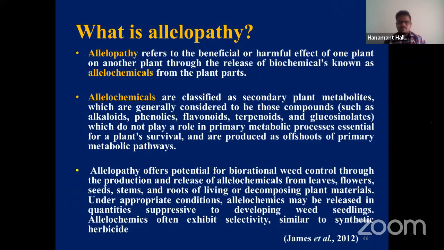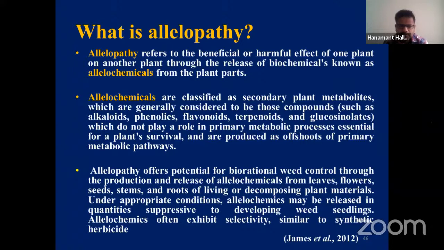Such chemicals are released from different parts of the plant, such as leaves, stems, seeds, roots, and crop residues. Even during decomposition of crop residues, some chemicals are released in the decomposition process, and those chemicals also inhibit the growth of some other plants. So that is also called allelopathy.